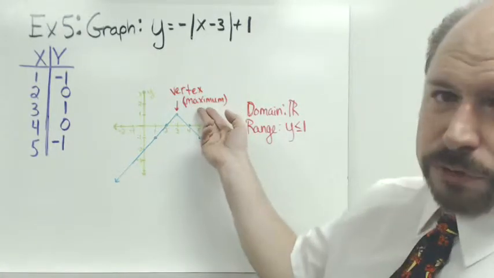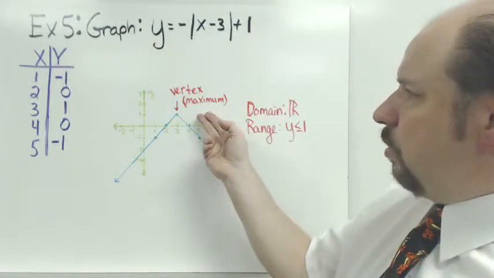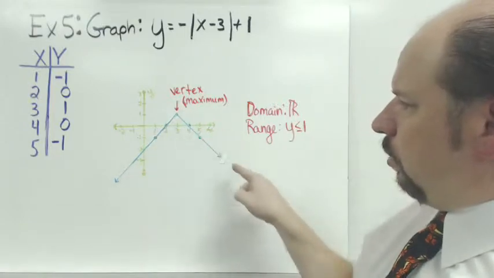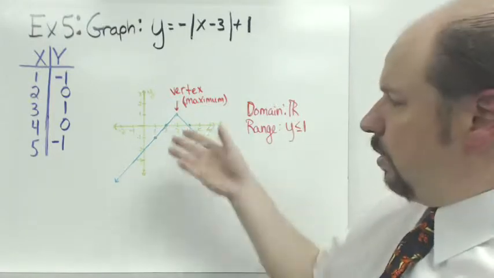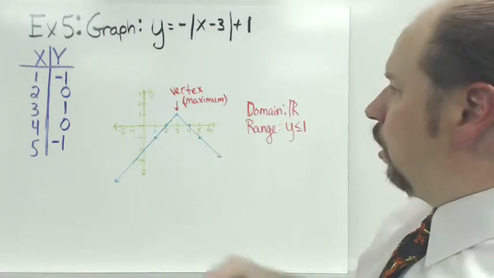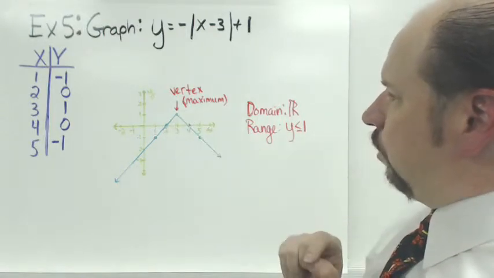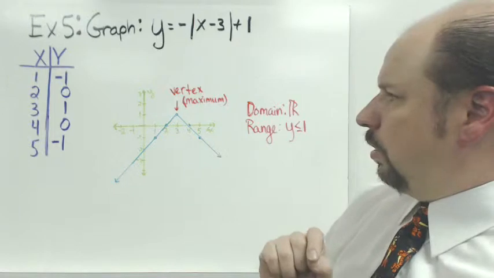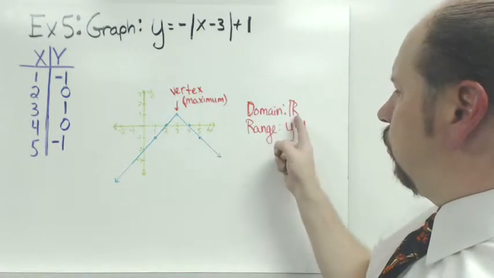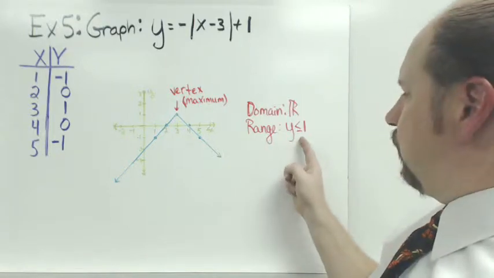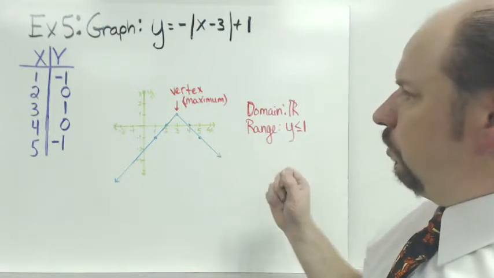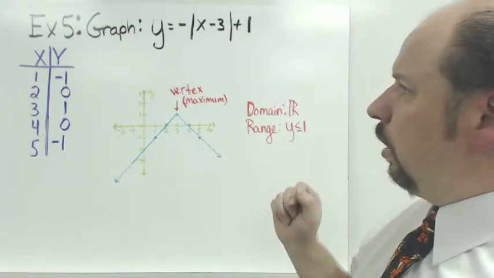So notice this time our vertex, notice how our graph is opening now, or where it's heading. It's heading down instead of up. So the V is kind of flipped upside down this time. So now our vertex here is a maximum value instead of a minimum value. So when we write our range, this time y is going to be less than or equal to positive 1 instead of greater than or equal.